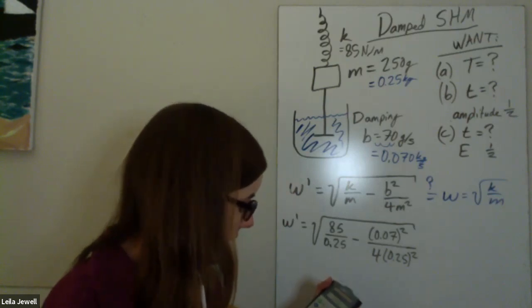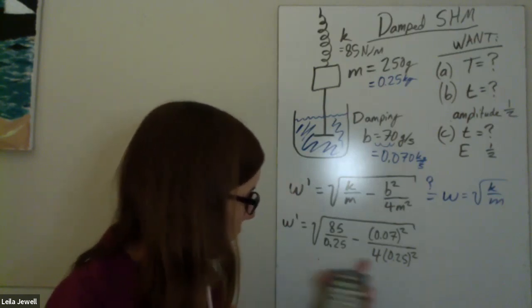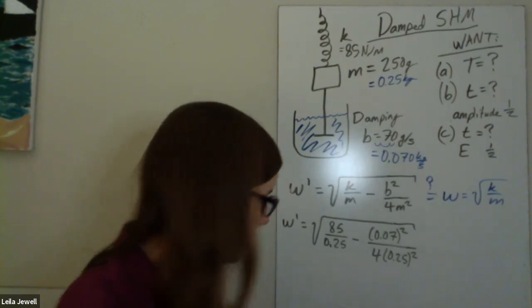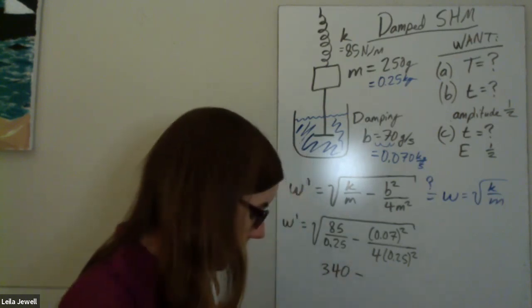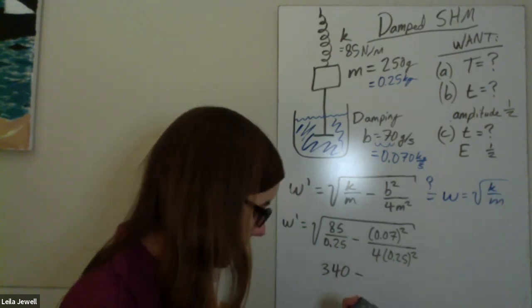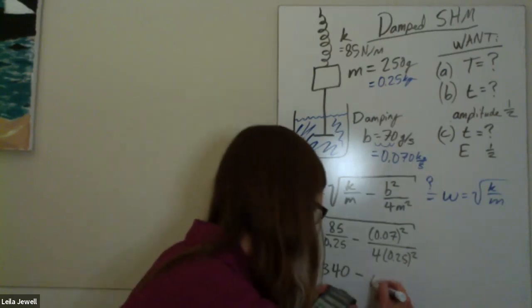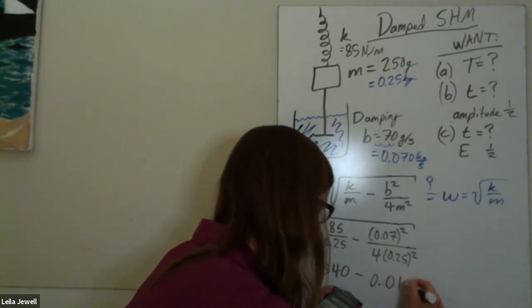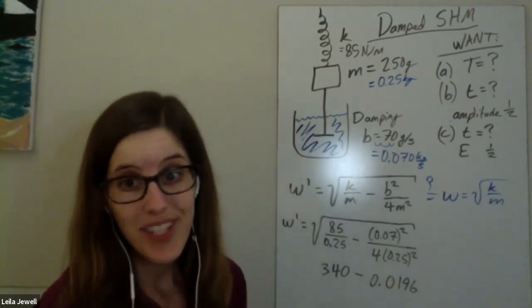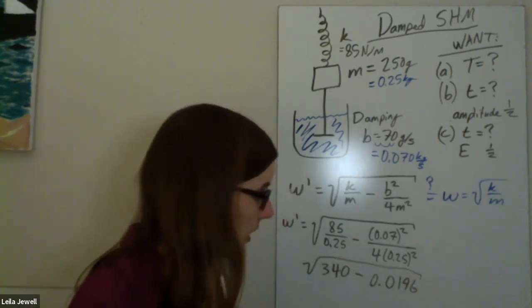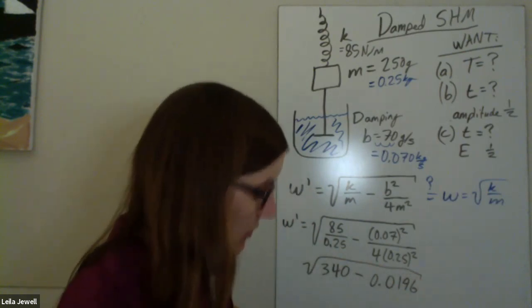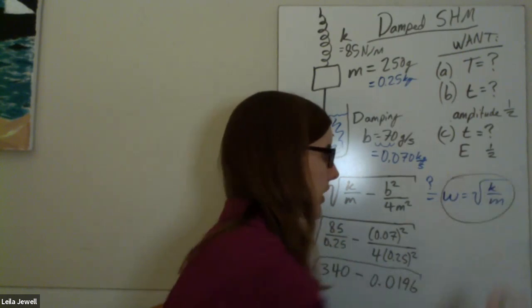Okay, so I got that basically this is 340, and this second term, this is actually a really good way to do it, is we should just do it in two different calculations. So 340 minus, so just to highlight it, I'm going to do it all the way out, divided by 4. The second term is 0.0196. So it's tiny. That's not going to do anything when we take the square root of it. So this is a case when we could use just the simple square root of k over m.